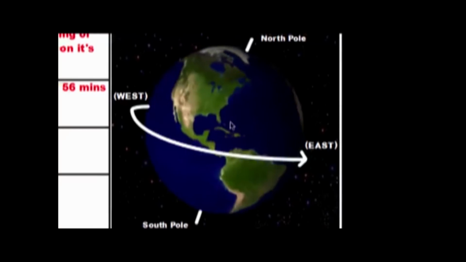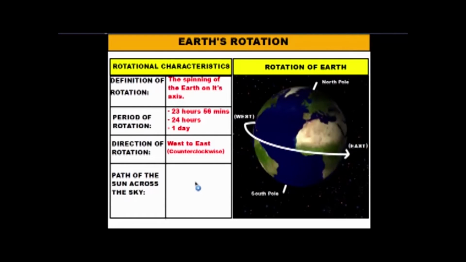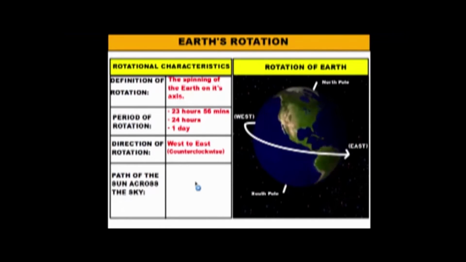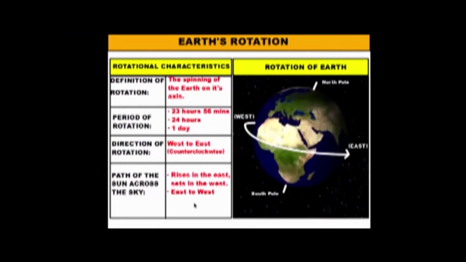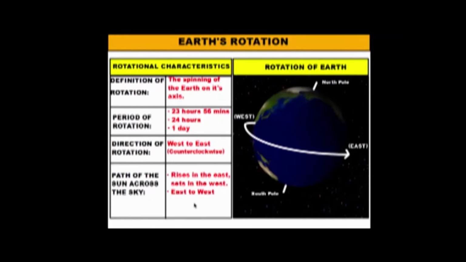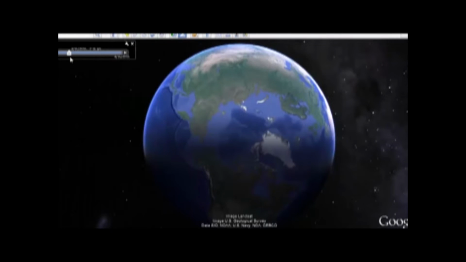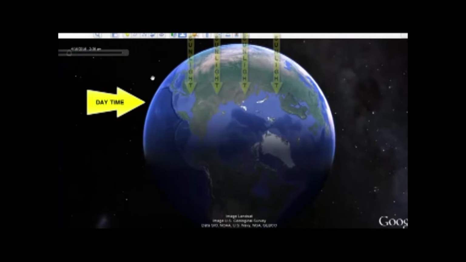And now let's take a look at an illustration of the path of the sun across the sky. It rises in the east, sets in the west. East to west. This is how we experience daytime and nighttime as well. If you look at this portion of the Earth, this receives sunlight. This area is daytime, so this is part of Europe and Asia, and nighttime will be the areas of America.